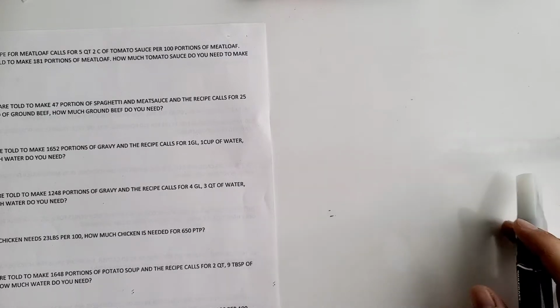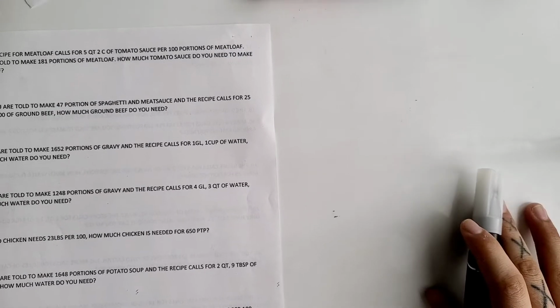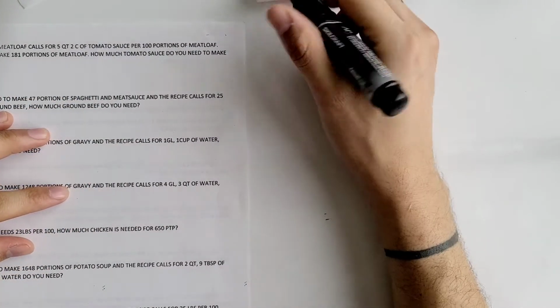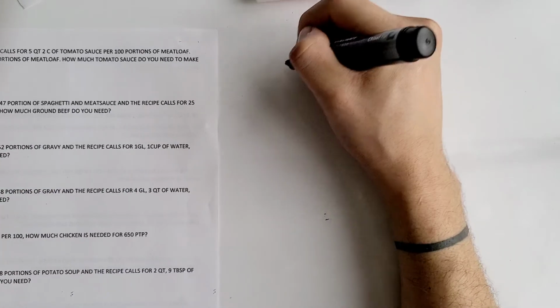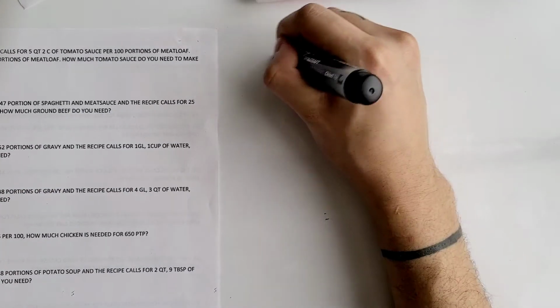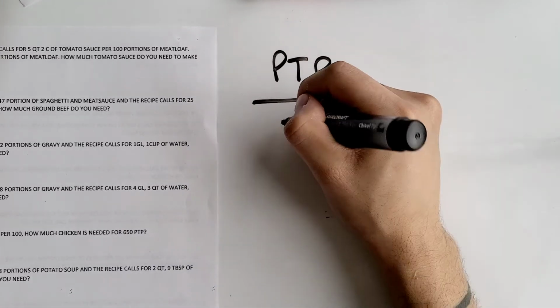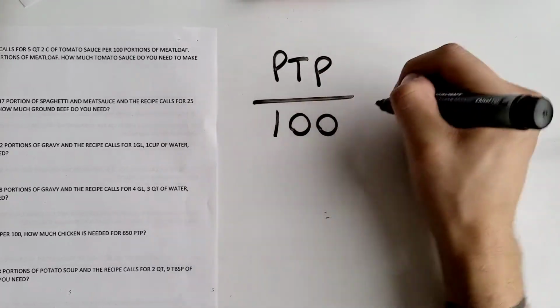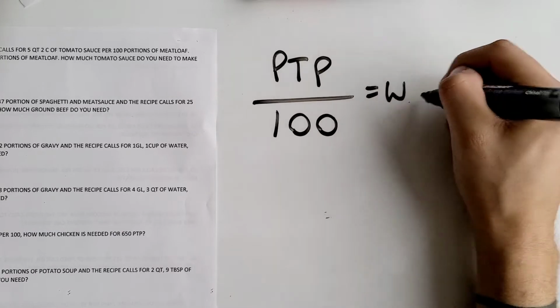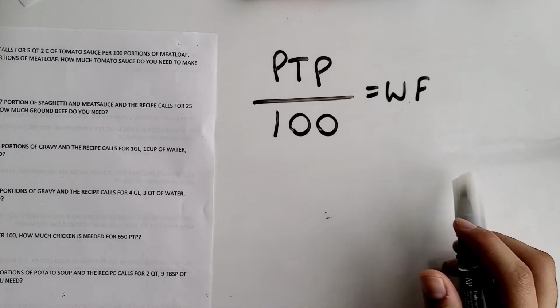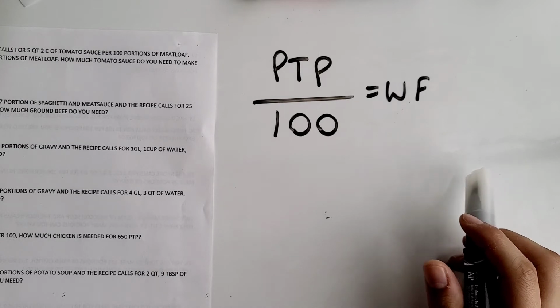Hey everyone, so today we're going to be going over some more yield adjustment word problems. So I'm going to write down your formula to find your working factor. It is your portions to prepare, PTP, divided by 100 to get your working factor. So when it comes to these yield adjustment problems, the first thing you want to do is find your working factor.